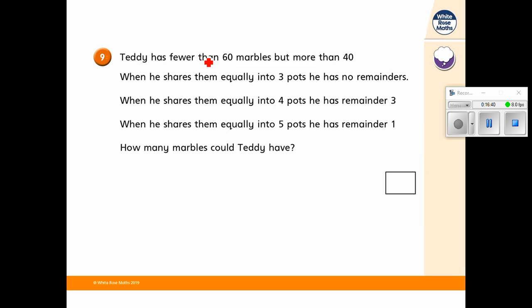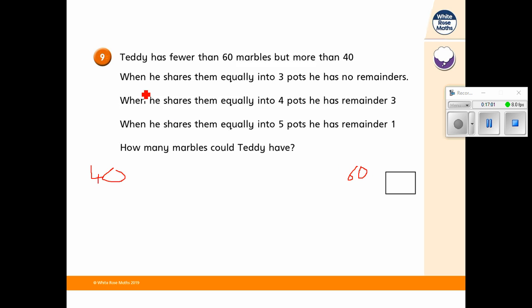Okay, and final question. So Teddy has fewer than 60 marbles, but more than 40. When he shares them equally into 3 pots, he has no remainders. So the first thing to do is think about the numbers that it could be at the moment, so between 40 and 60.